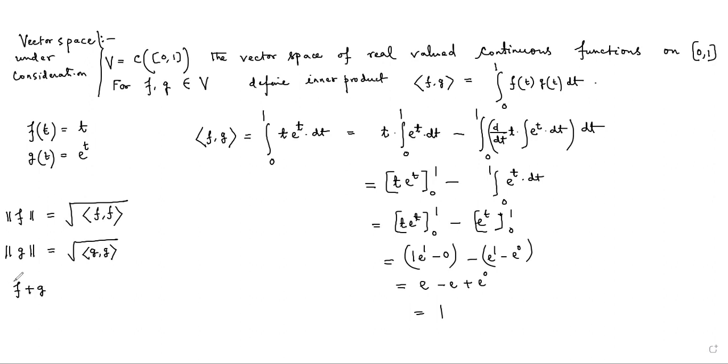And for f plus g, remember that (f plus g)(t) is simply defined as f(t) plus g(t). We have learned this in the first chapter, in some examples of vector spaces. This is how the addition of two functions is defined, for real valued continuous functions.